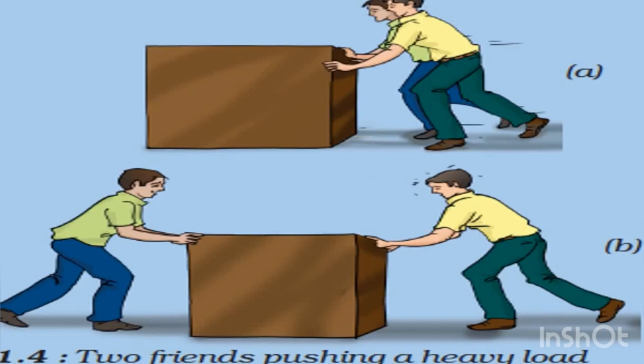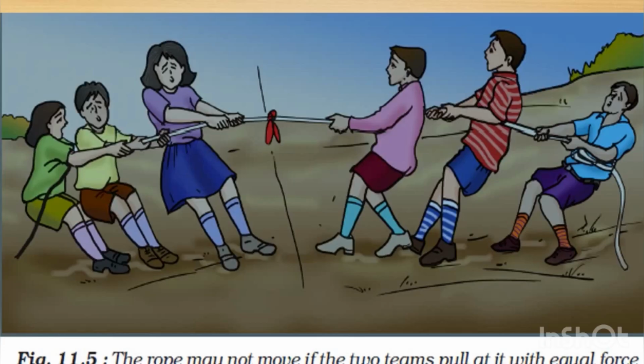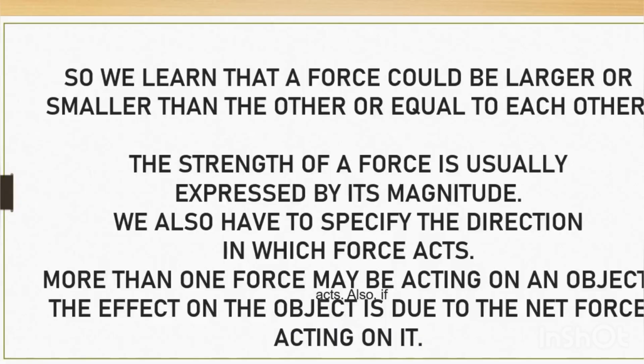For example, in the first case, two boys are pushing a table in the same direction. The net force or the total force will be the sum of their forces. Whereas in the second case, the boys are pulling or pushing the table in the opposite direction. So the net force will be a subtraction of their forces. The forces will get diminished.